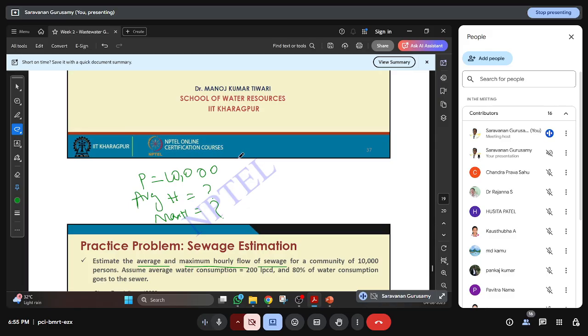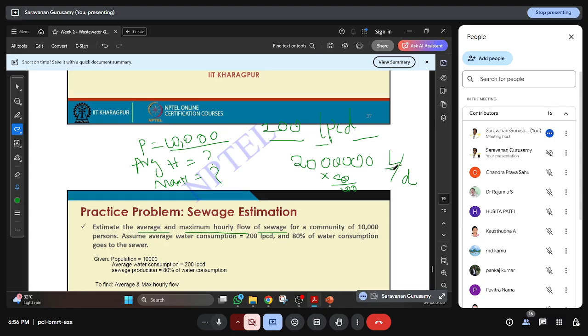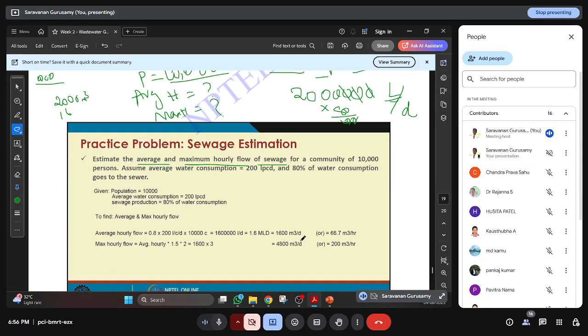The average water consumption, the per capita generation, is 200 LPCD, right? And 80% of water consumption goes to the sewer. So if you multiply 10,000 into 200, we know how many liters per day. How much? 200 into 4 zeros. This many liters per day is the water consumption. Out of this, 80%, 80 by 100, is coming as sewer. We can change it into million liters per day or meter cube per hour. This is in liters, and 1000 liters is one meter cube. The options are given in meter cube, so we can change liters to meter cube. If you divide by 1000, we get 2000 meter cube per day, and out of this 80%, 0.8 times 2000, 8 16, how much is it? 1600 is our average hourly flow.